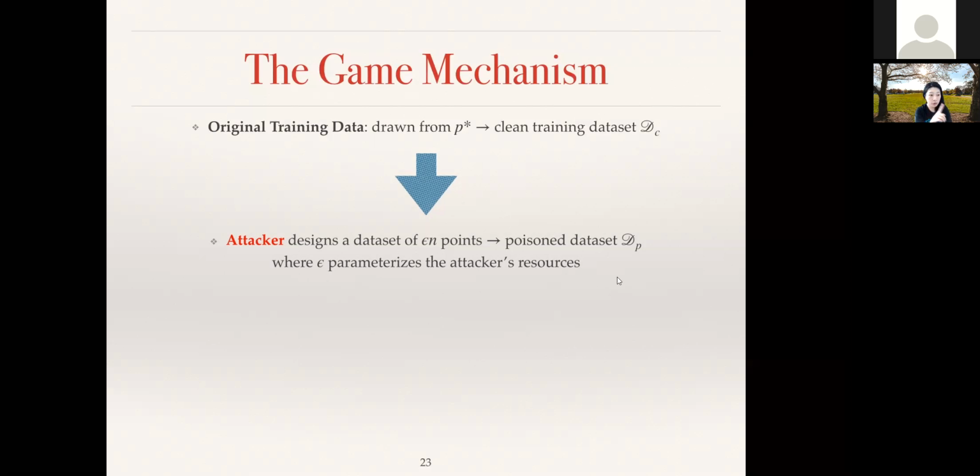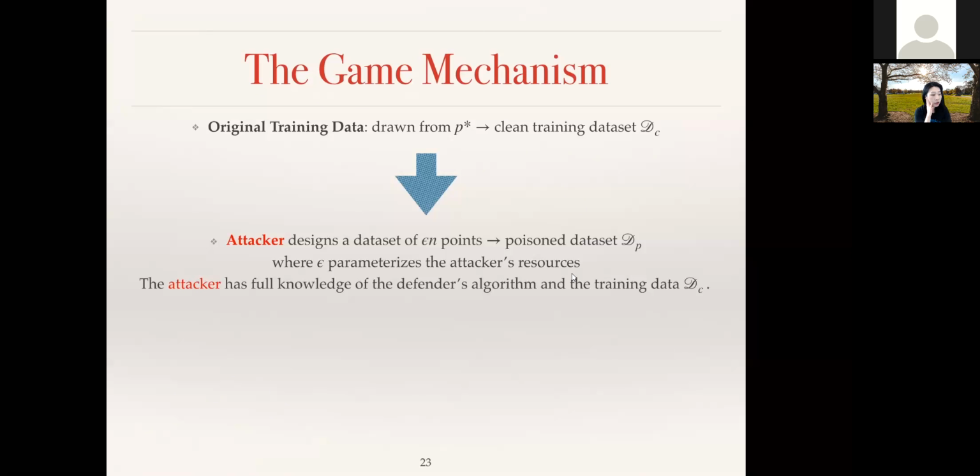But now this is saying I'm using a fraction. I can poison a data set of epsilon n points. So epsilon could potentially be much smaller than 1. That poison data set is going to be denoted as DP, so C denotes clean and P denotes poisoned, where epsilon parameterizes the attacker's resources or power. And like I said, this is not a modification, this is just inserting new points. Hopefully that's clear enough.